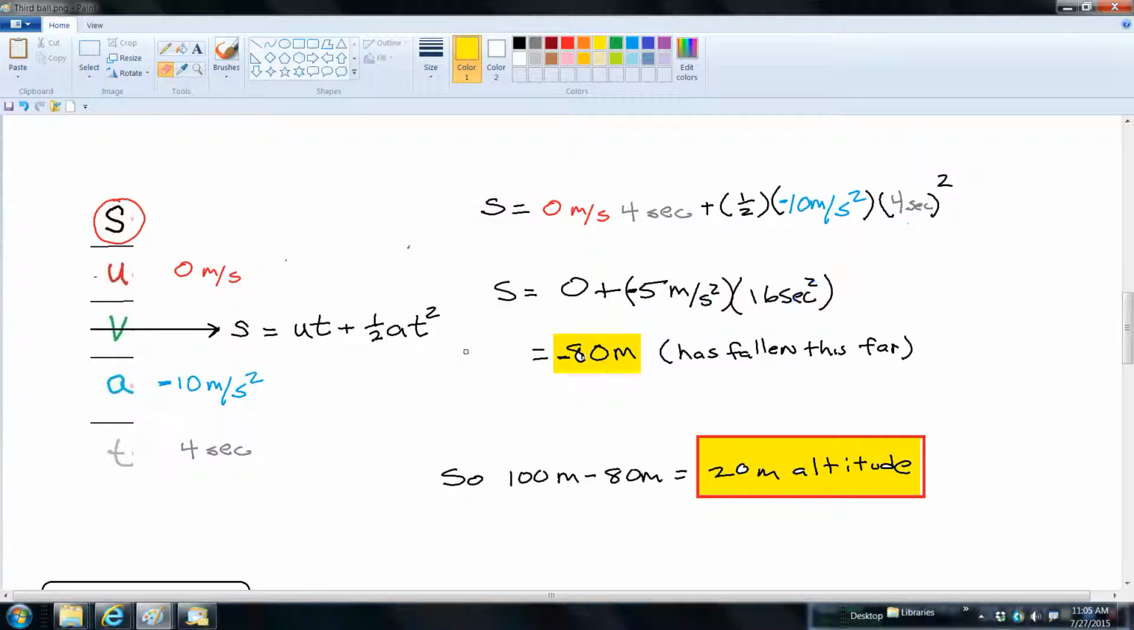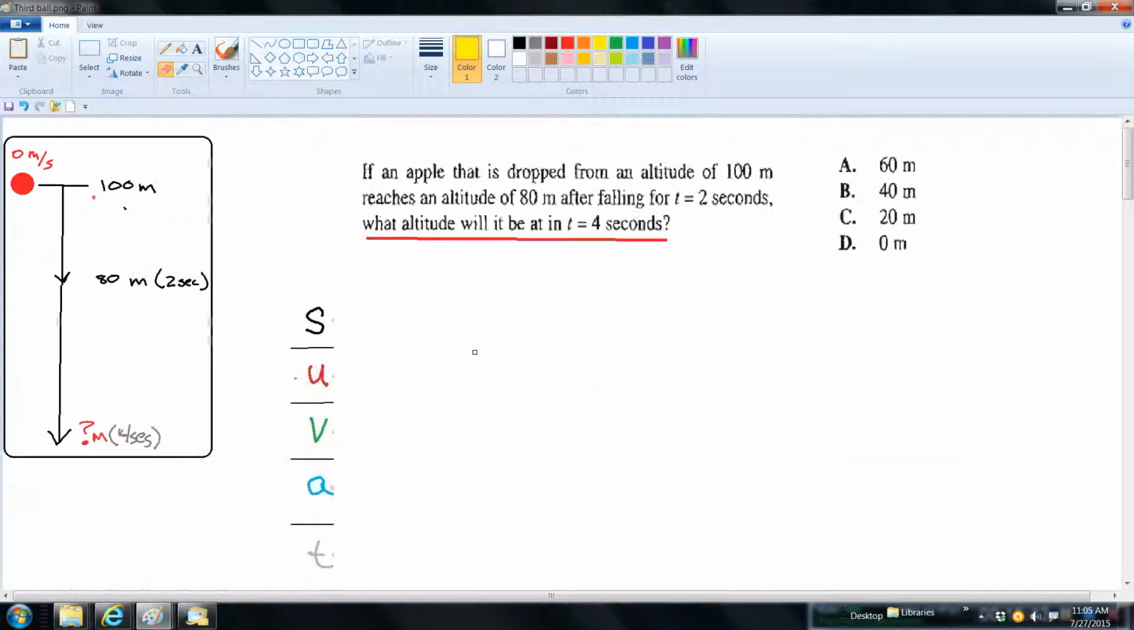Okay, so what we just did there was keep things simple, and we found that this displacement was minus 80 meters. All right, so that means that if it was at an altitude of 100 meters and it fell 80, the current altitude here is 20 meters above the Earth. So that's what they're asking for, though.